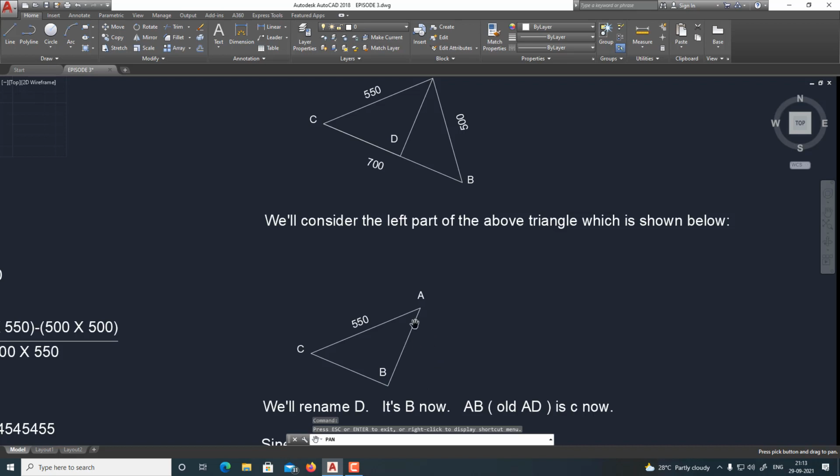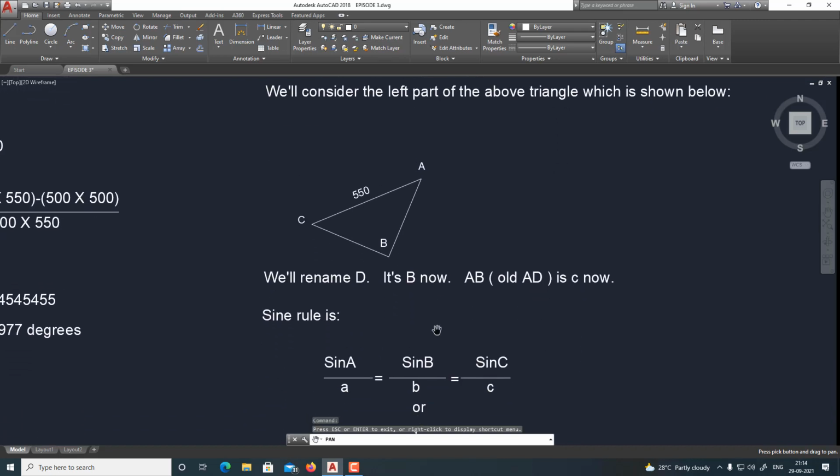We don't know this AB. Here it is AD and here it is AB. This part is not there and therefore this 500 is not there in this triangle. Even 700 is not there in this triangle because CB is 700 but not this CB. This CB is something else. So it's B now. AB is old AD. It is C now, because it's the side opposite angle C.